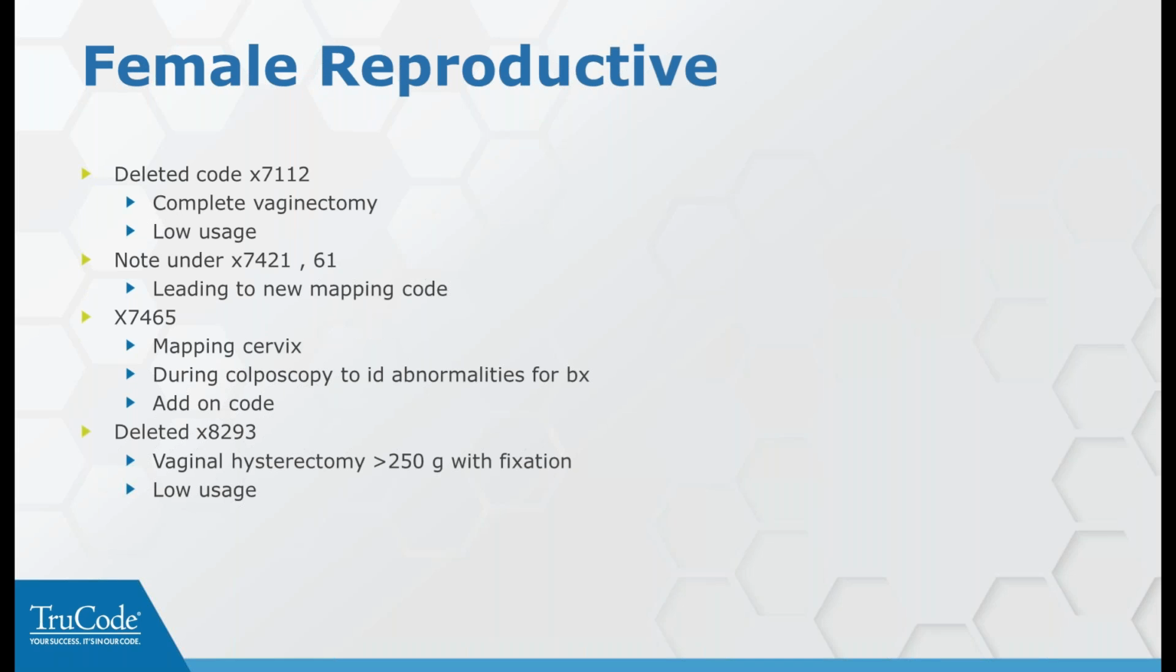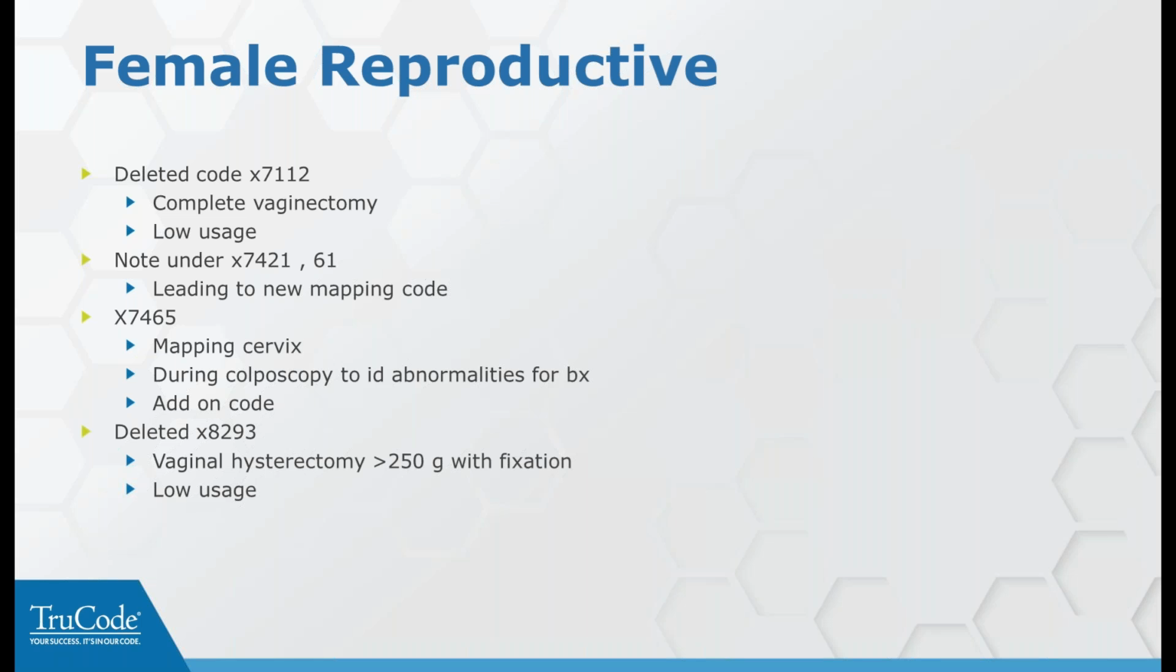A couple of things in the female reproductive system: they did delete the code at 57112 for a complete vaginectomy, just because of low usage. There are some new codes under a couple of codes leading to a new mapping code. Let's look at this new mapping code, and that is 57465. That's an add-on code they added on page 433 in the book. Add-on code 57465 is for computer-aided mapping of the cervix uteri during a colposcopy. Basically that is used to identify abnormalities to come back and do a biopsy later. So if they can see anything going on there, they can map it to show exactly where they need to go back to when they're doing biopsies.